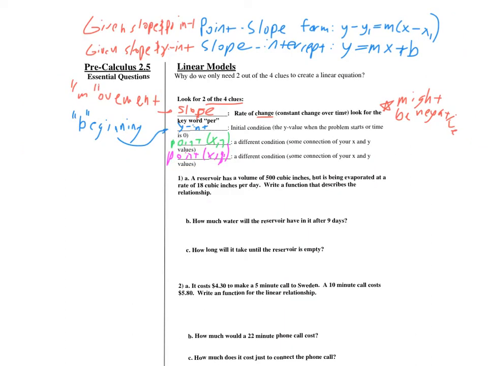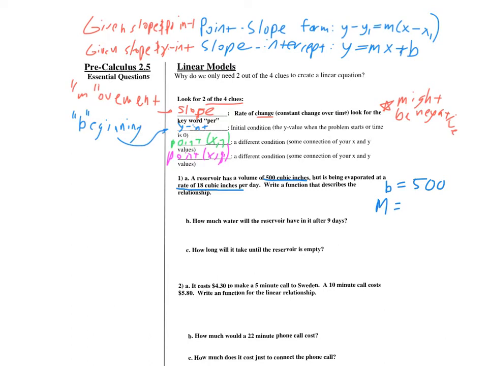All right, so the first one says that a reservoir has a volume of 500 cubic inches, but is being evaporated at a rate of 18 cubic inches per day. Write a function that describes this relationship. We have our 2 key numbers there, and it's clear that the starting amount, the beginning, is 500, and so that's going to be my y-intercept. And then the rate would be the slope. That's how the problem is changing. So every day, it evaporates at a rate of 18 cubic inches.